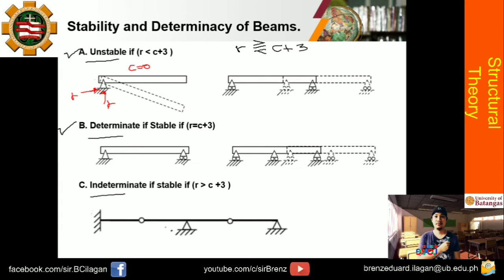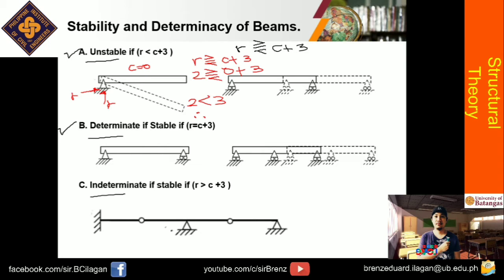Okay, so by applying the equation R is greater than or equals or less than C plus 3, therefore, our equation would be, again, ilan nga yung ating R? So, 1, 2. 2 is greater than or equal or less than C, so 0, plus 3. Therefore, 2 is less than 3. Therefore, this beam is papatak sa condition na unstable. Unstable.